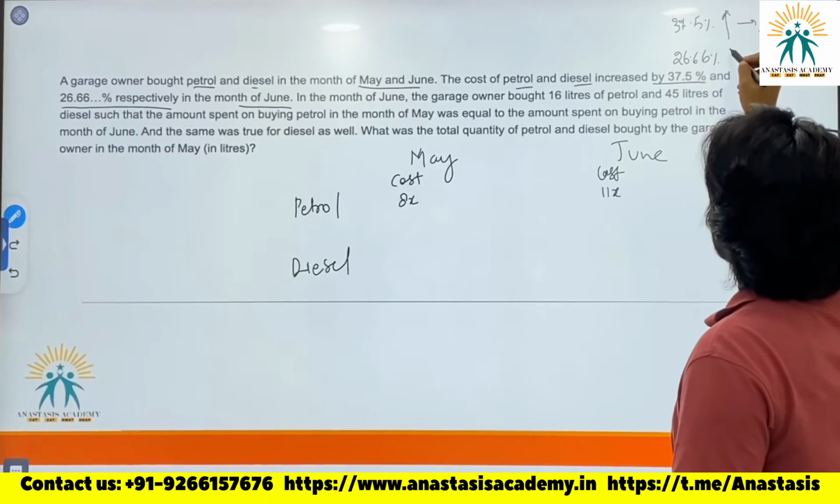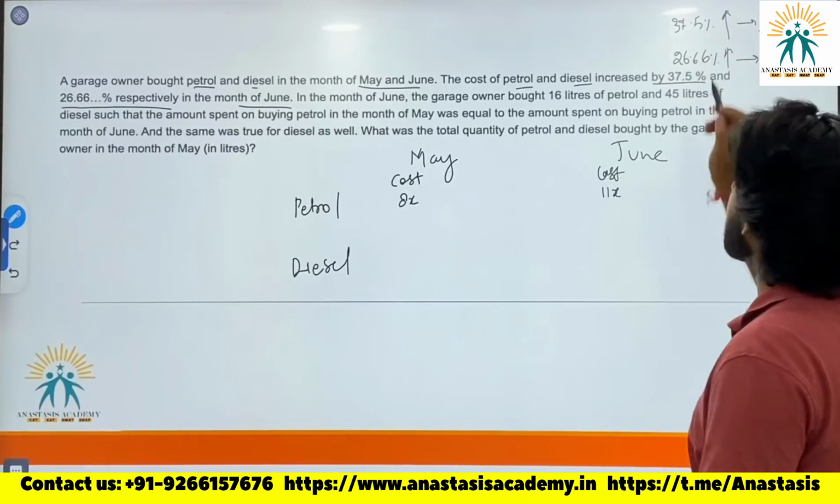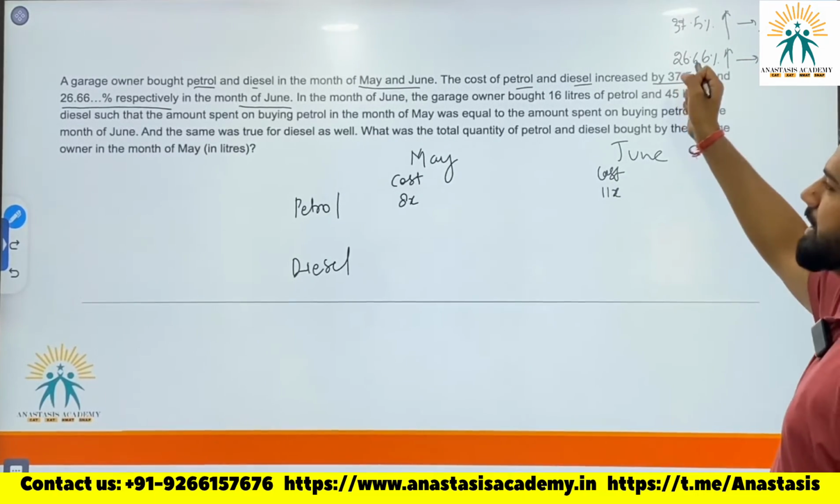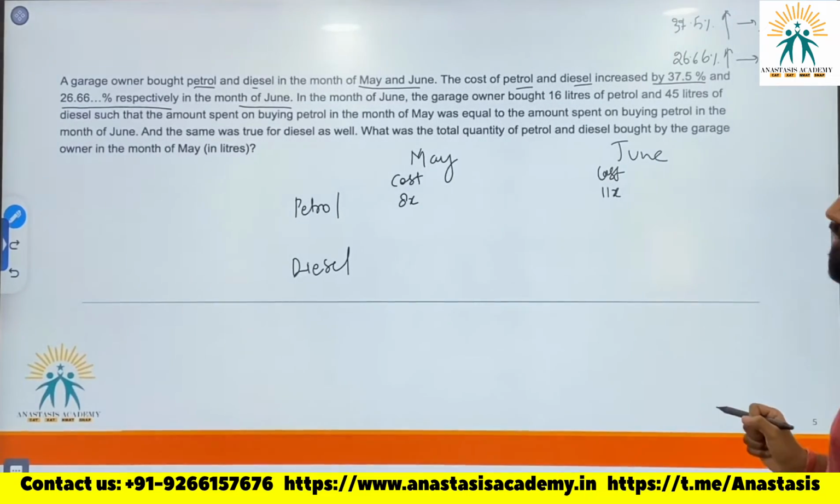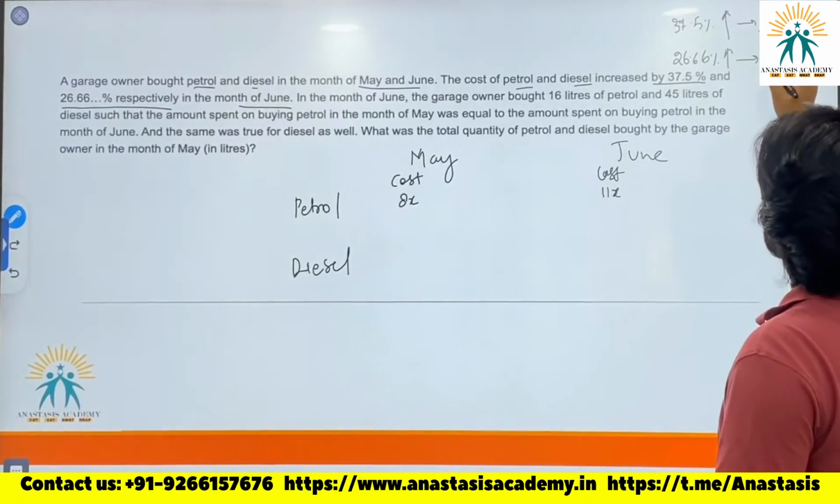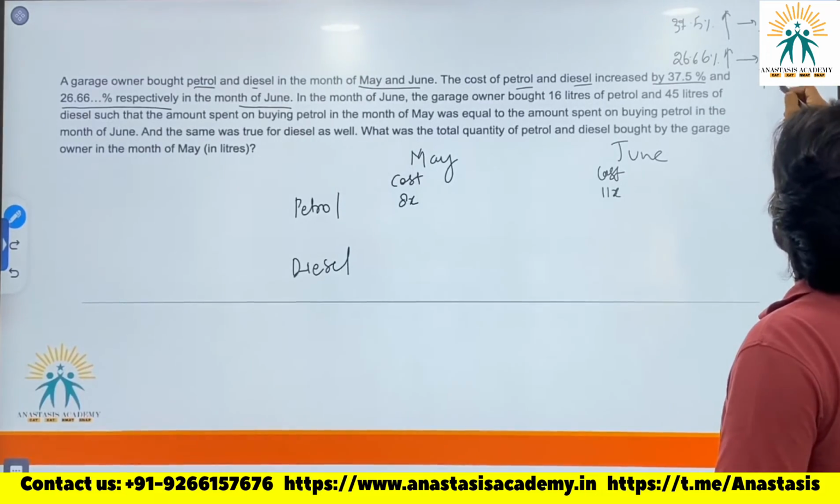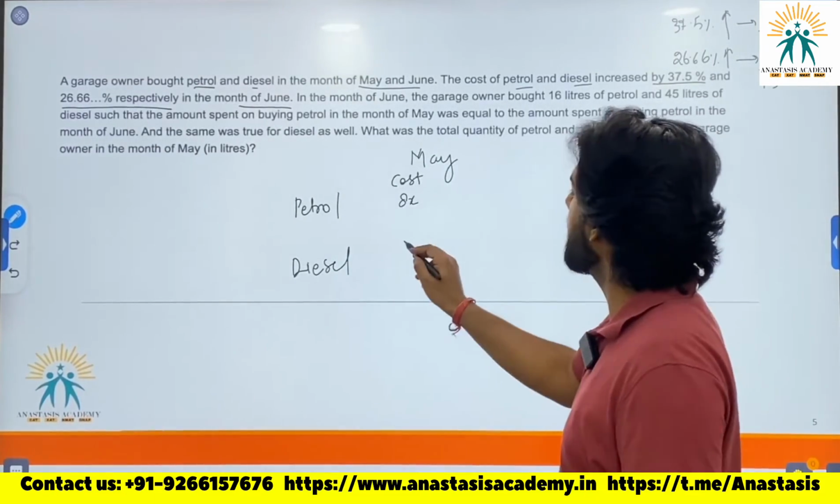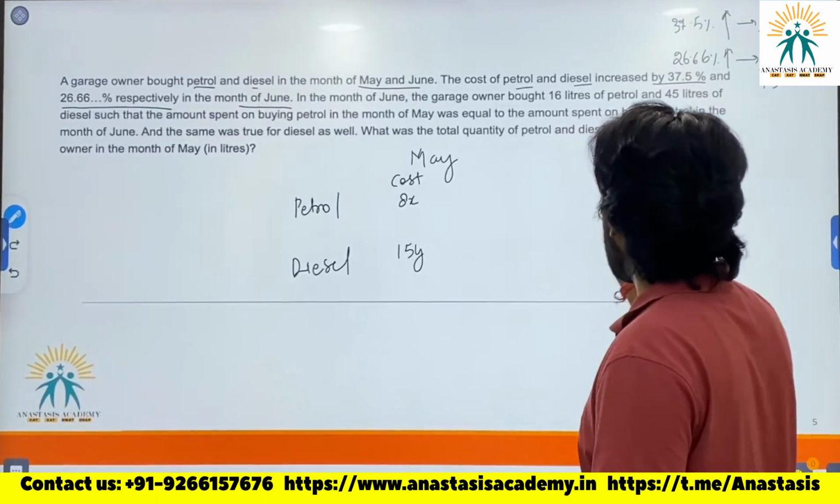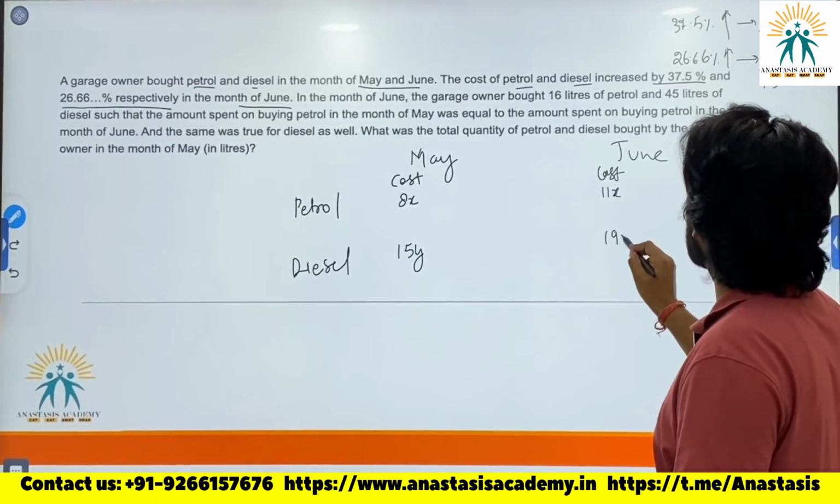26.66%, and this 26.66% increase means 6.66 into 4, that is 1/15 into 4, 4 by 15. Increase means 19 by 15. So the cost of diesel in May was 15y, now it has become 19y in June.